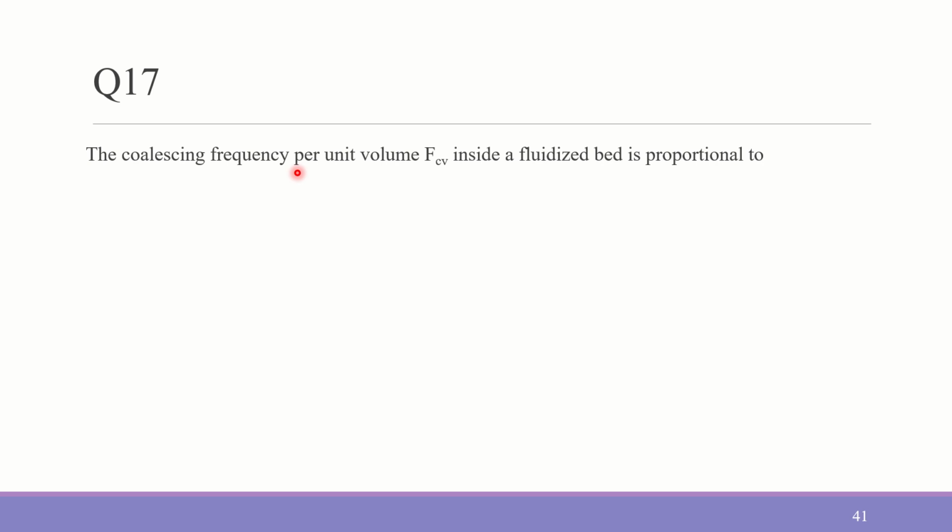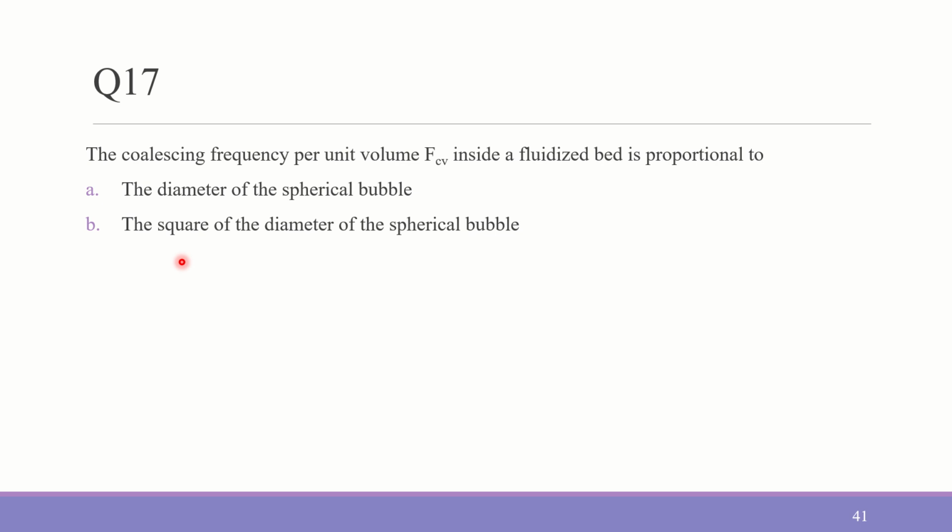The coalescence frequency per unit volume, FCV, inside a fluidized bed is proportional to dash. Option A, diameter of the spherical bubble. Option B, square of the diameter of the spherical bubble. Option C, cube of the diameter of the spherical bubble. Option D, none of the above.